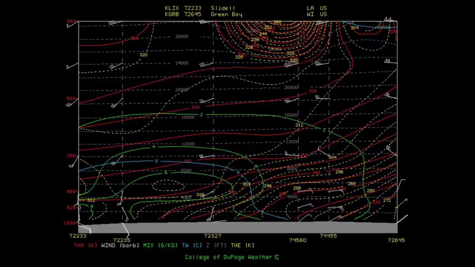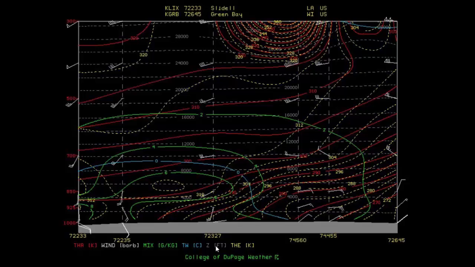All right, let's look at this cross-section analysis real quick. Your dashed yellow lines are your equivalent potential temperature, which is what the temperature would be of a parcel of air if all of the water was condensed out and it was lowered to 1,000 millibars. Your solid red lines are your isentropes, and your solid green lines are your mixing ratio. Which ones am I missing? Solid blue is your wet bulb zero.